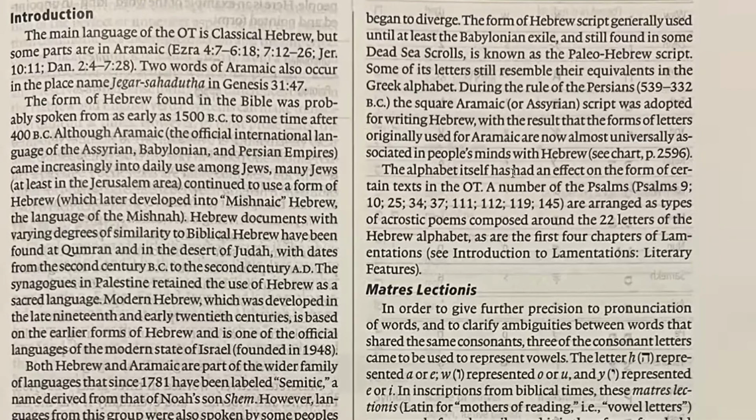The alphabet itself has had an effect on the form of certain texts in the Old Testament. A number of the Psalms, Psalm 9, 10, 25, 34, 37, 111, 112, 119, and 145 are arranged as types of acrostic poems composed around the 22 letters of the Hebrew alphabet, as are the first four chapters of Lamentations. See Introduction to Lamentations, literary features.